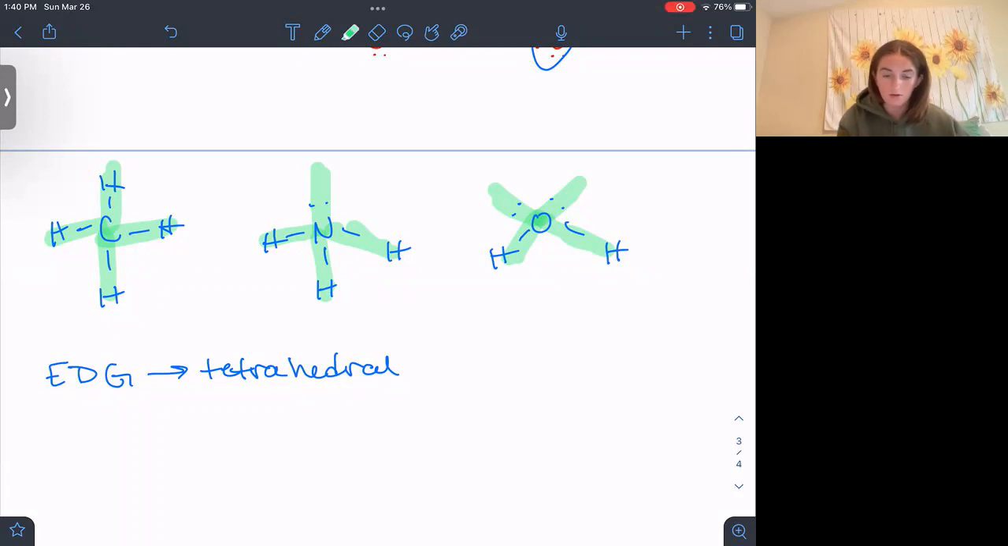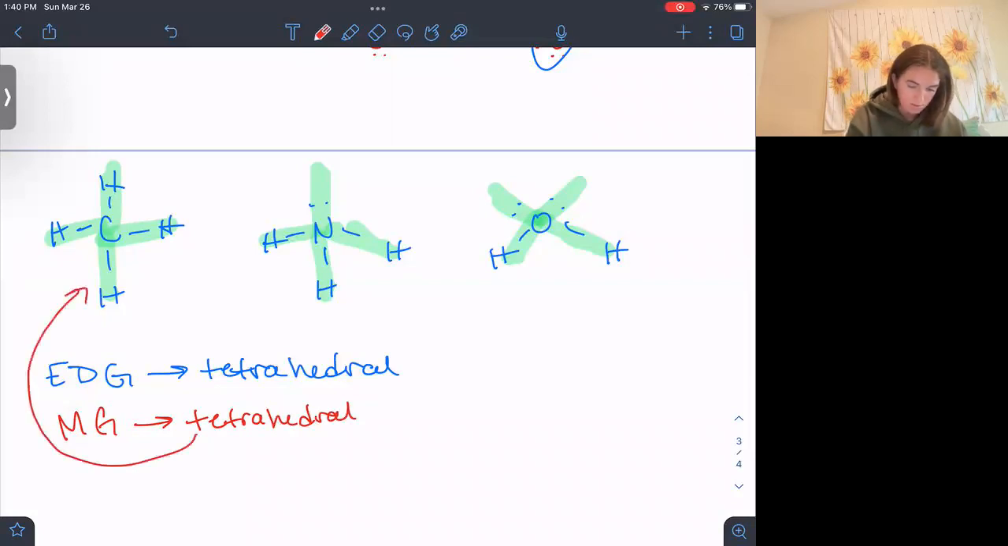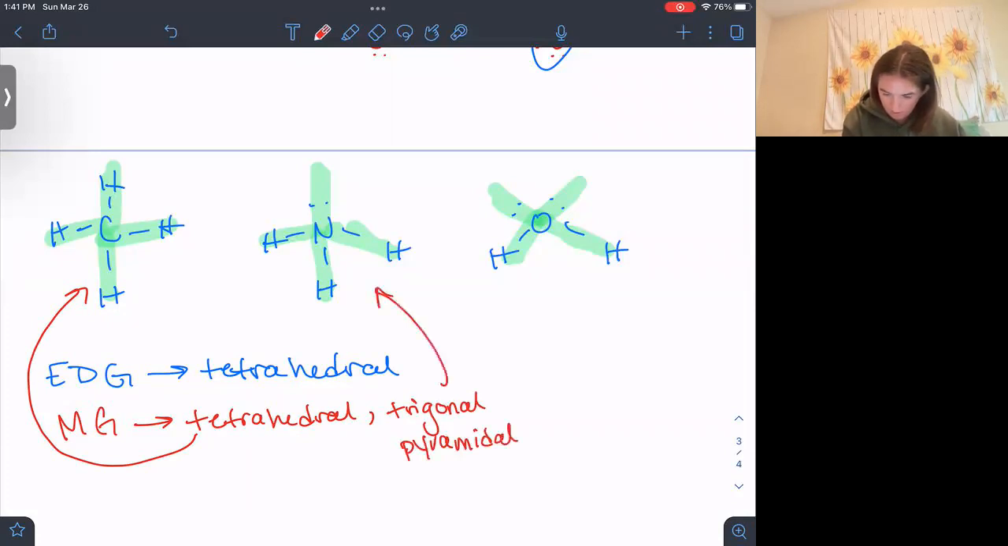Questions on that? What is our molecular geometry, going from left to right? This one's also going to be tetrahedral. Awesome, everyone. So your first one, your CH4, is still going to be tetrahedral. There are no lone pairs, and so your electron domain geometry is not distorted.